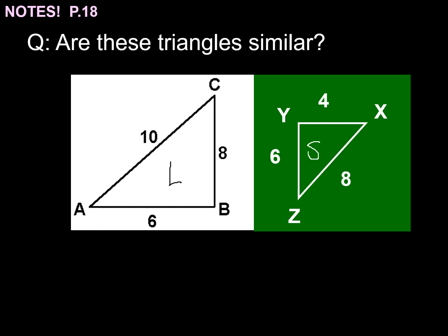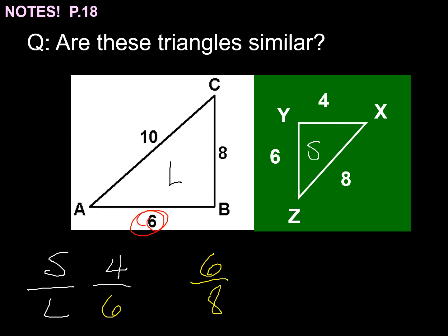So if we were going to set them up, small over large, pick out something from the small, let's start with 4. The smallest piece on here is 4. What's the smallest piece on this one? The 6. So 4 goes with 6. What's the medium over here? The 6. What's the medium over here? The 8. And then finally the biggest here is 8, and the biggest on the other one is 10.